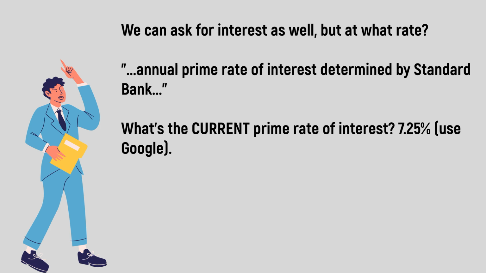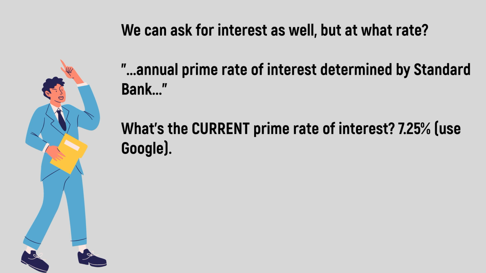It is clear from this paragraph that we can also ask for interest on the capital amount, but at what rate? Well, the paragraph says the annual prime rate of interest determined by Standard Bank. So, what is the current prime rate of interest? Google is your friend. The current prime interest rate is 7.25%. When a clause in an agreement doesn't refer to a specific interest rate, but rather the prime rate, etc., make sure to use the current prime rate.